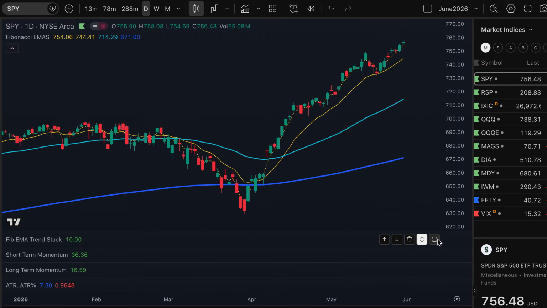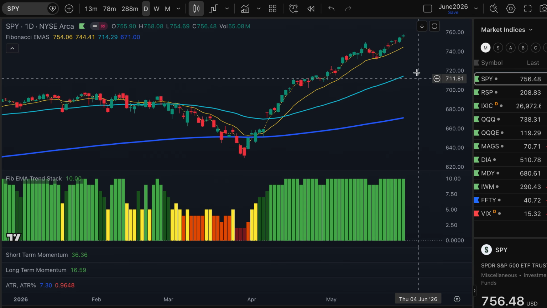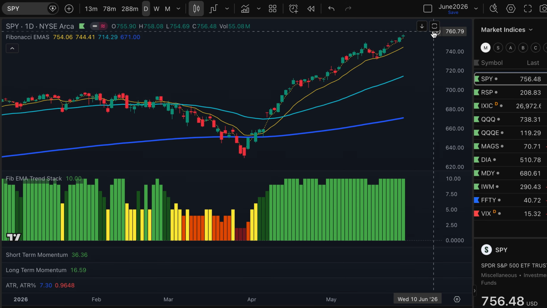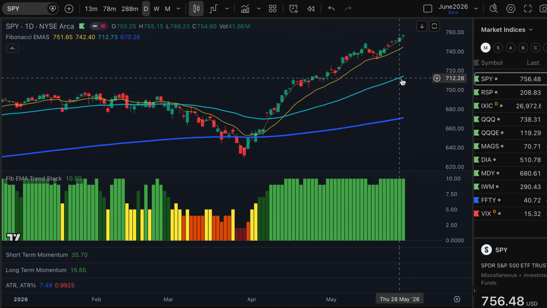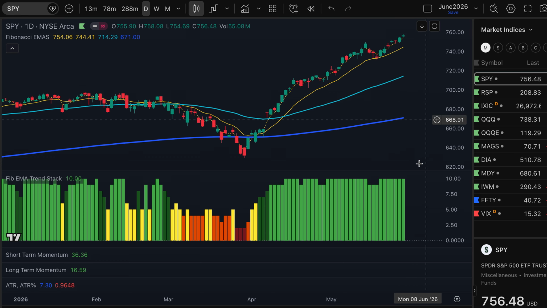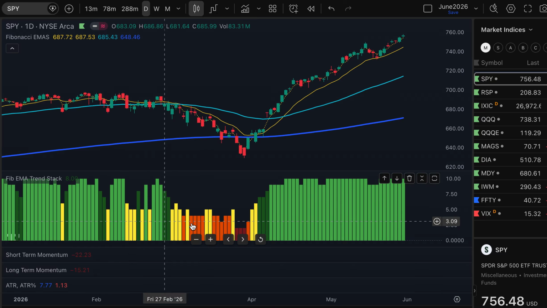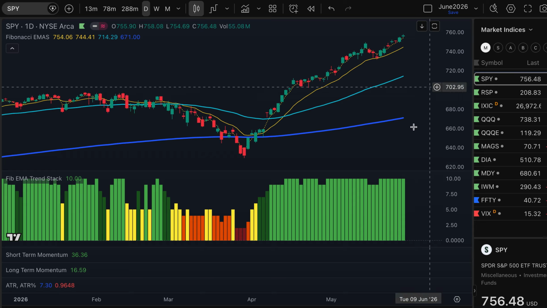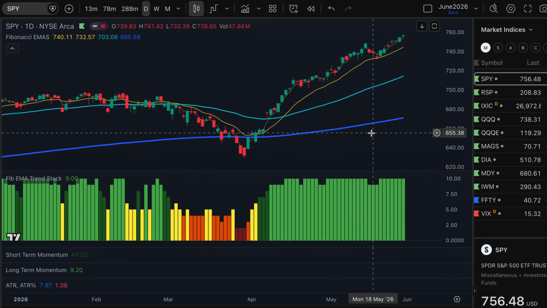So let me show you what that looks like. This is what I'm calling the Fib EMA trend stack, and again, it's inspired by Mike Webster. So here's the chart of SPY. I've got the 3, the 13, the 55 and the 233, and this histogram here is the Fib EMA stack score. So 10 out of 10 is what we currently have on the SPY. We can see back here May 15th through May 19th we had dropped down to a 9 out of 10, but pretty much we're holding up here at 9, 10.